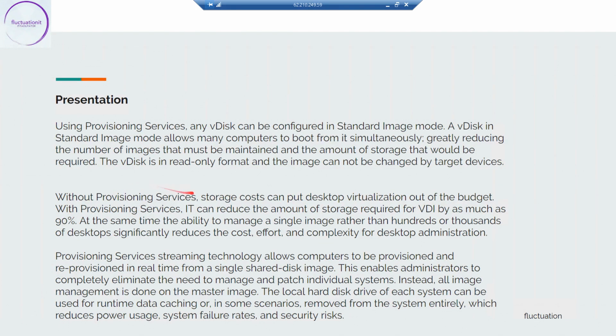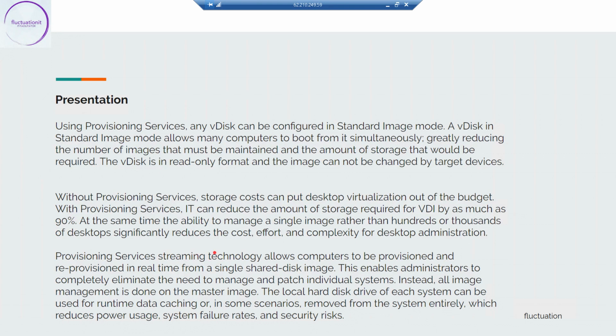So without PVS, storage costs can put desktop virtualization out of the budget. Of course, because if I need so many VMs for my XenDesktop, I will need so much storage. So with PVS, IT can reduce the amount of storage required for VDI by as much as 90%. Wow, amazing, 90%. And at the same time, you have the ability to manage a single image rather than hundreds or thousands of desktops. And you will reduce what? The cost, the effort, and of course, the desktop administration.